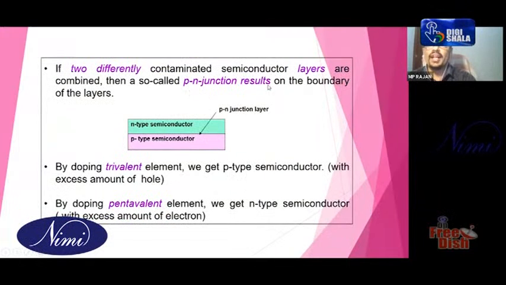So two differently contaminated semiconductors, N-type and P-type, as we have seen in the last slide, we can join together. How will we make N-type? We make it with a pentavalent element, and P-type with a trivalent element like boron. So this is a p-n junction layer. So a solar cell is as good as a p-n junction.